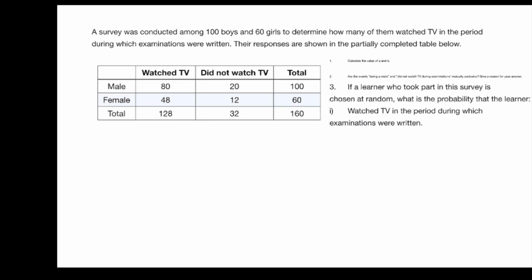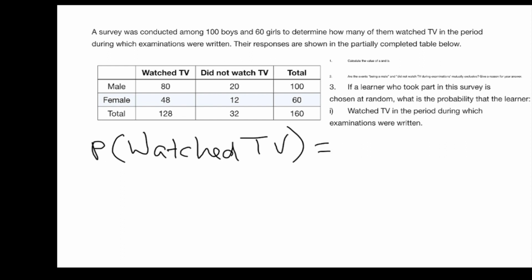Here is 3.1. If a learner who took part in this survey is chosen at random, what is the probability that the learner watched TV in the period during which the examinations were written? So we're looking for the probability that one learner that is picked at random actually watched television.